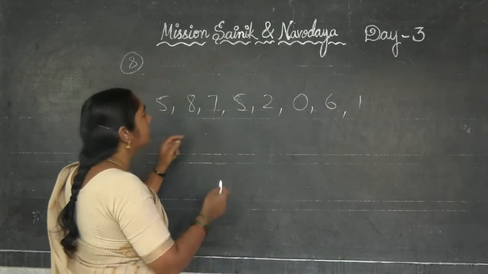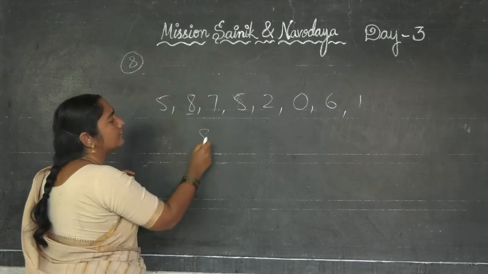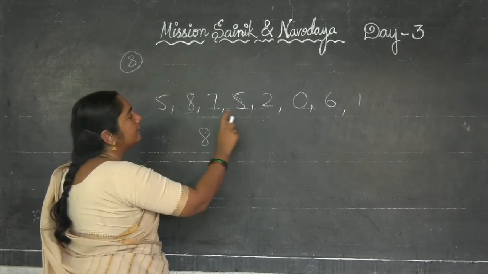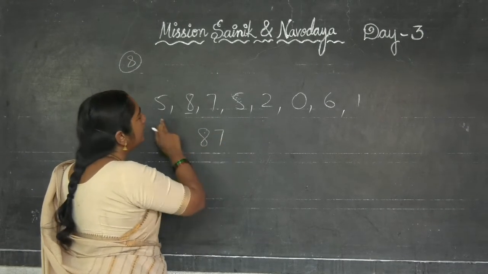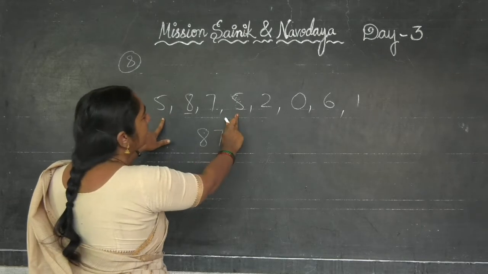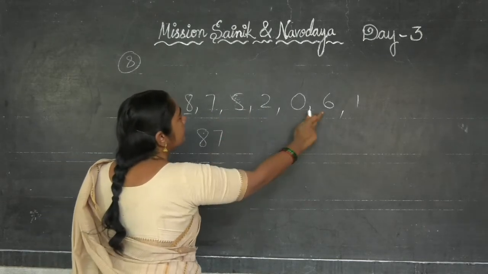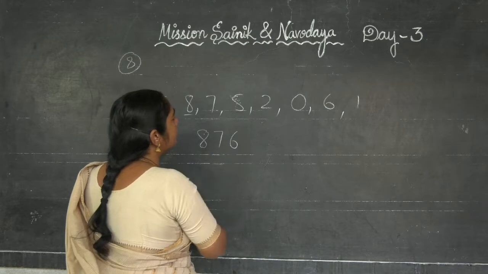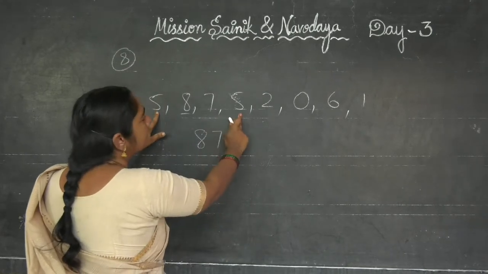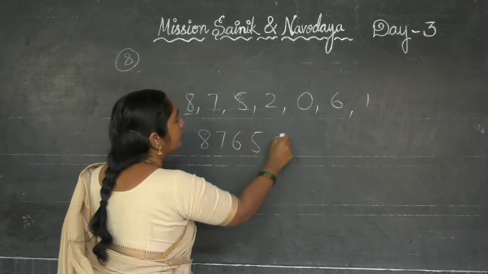Now, the greatest number among all these is 8, so 8 is the first one. The next greatest one is 7. Next, between 5 and 6, 6 is there, so you can put 6 here. Next is 5. Two 5s are there.